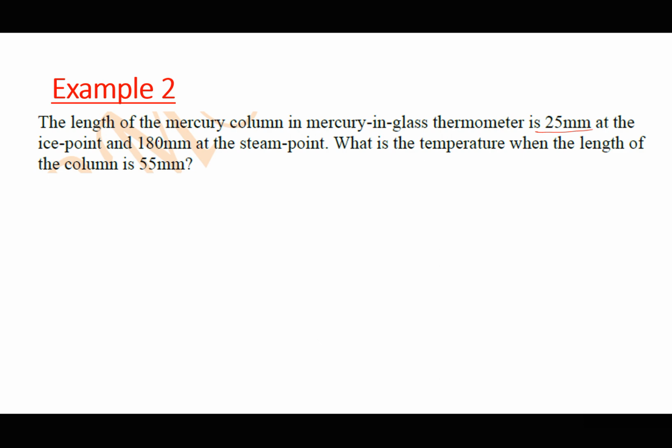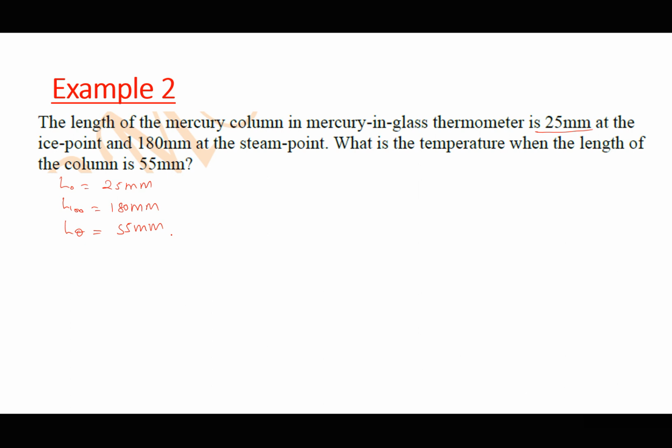So I'll use L for length. The length of the mercury column in mercury glass is 25 millimeters at the ice point. So I'll say L naught is 25 millimeters, that is at ice point. It is 180 millimeters at steam point, so L 100 is 180 millimeters. What is the temperature when the length is 55? So L theta is 55 millimeters, and theta is not known.